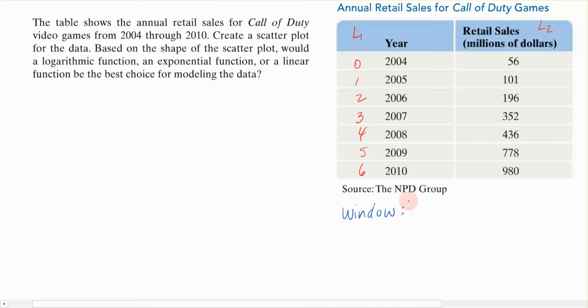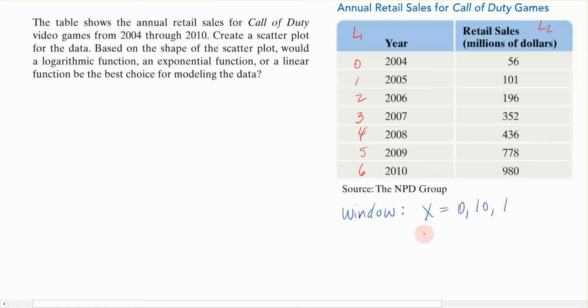So the x values, which are represented by L1, I have x values from 0 to 6. So I'm going to say that I want my x min to be 0, the max to be 10, and my scale is going to be 1. And we'll do this together in a second, but this is what I want to have happen. L2 represents the y values. Notice that I have y values from 56 to 980.